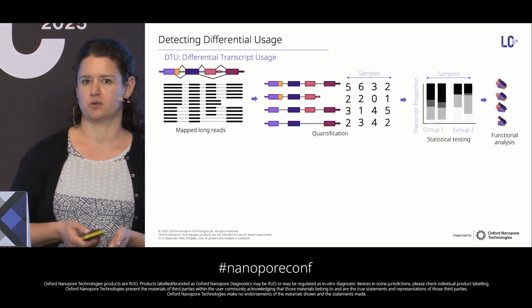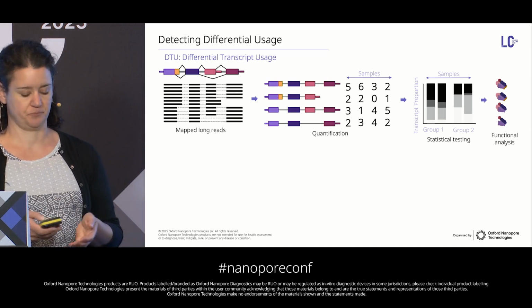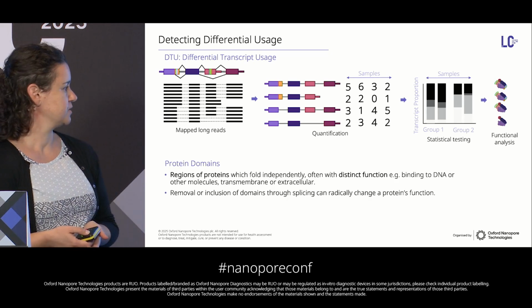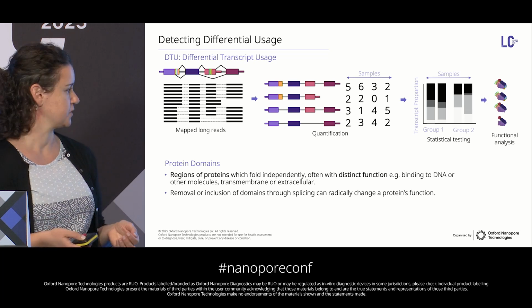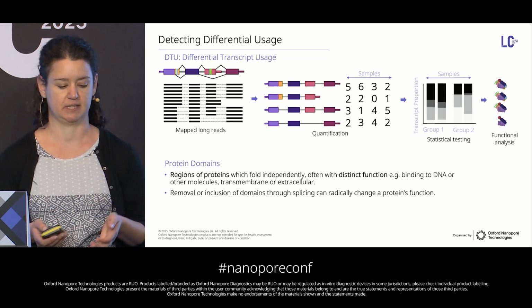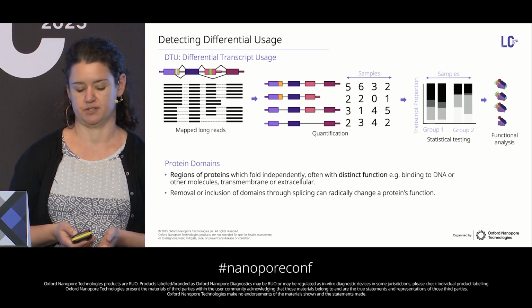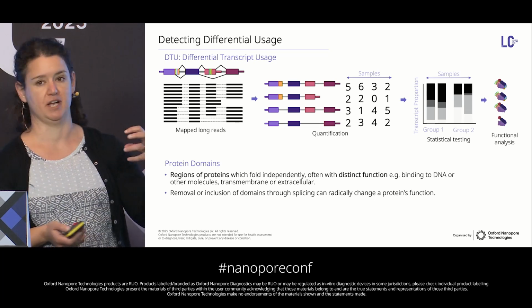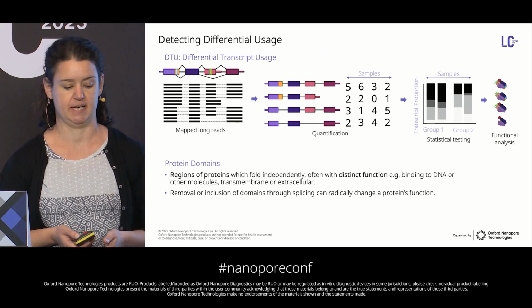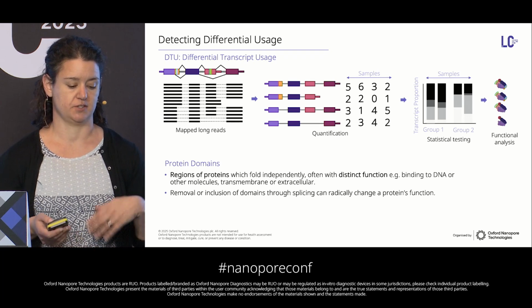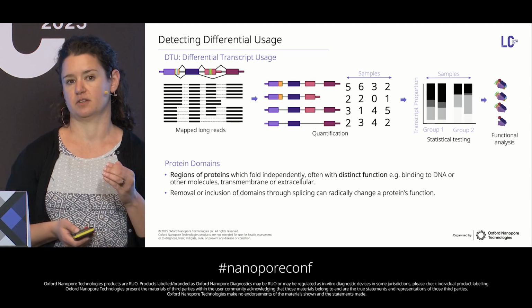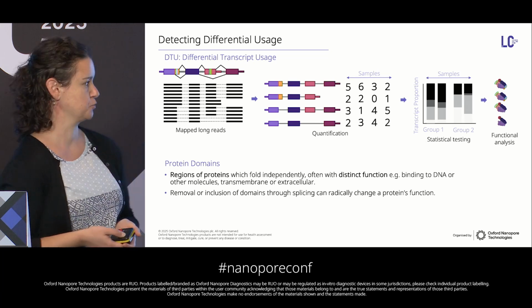But to try and determine what those functional differences are, we might look at something called protein domains. So these are regions of genomes that are somewhat conserved. They tend to fold independently, and they have quite distinct functions. So an example might be a region of a protein that actually binds to another molecule like DNA. And if we see that those regions are spliced in or out, we can then maybe infer that that might impact the actual protein's function.